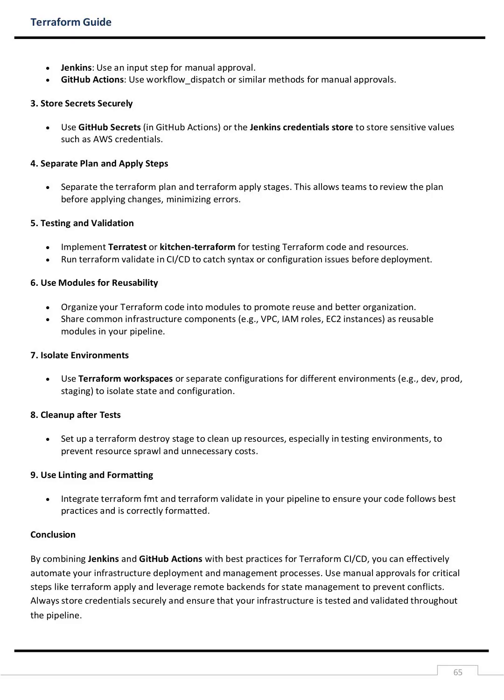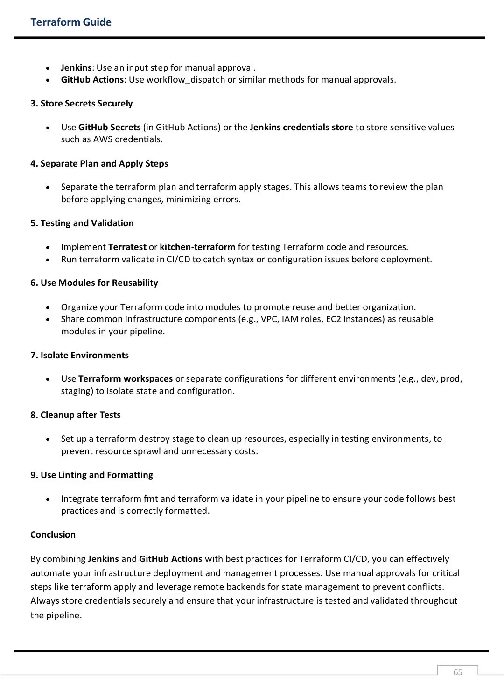Conclusion: by combining Jenkins and GitHub Actions with best practices for Terraform CI/CD, you can effectively automate your infrastructure deployment and management processes. Use manual approvals for critical steps like Terraform apply and leverage remote backends for state management to prevent conflicts. Always store credentials securely, and ensure that your infrastructure is tested and validated throughout the pipeline.